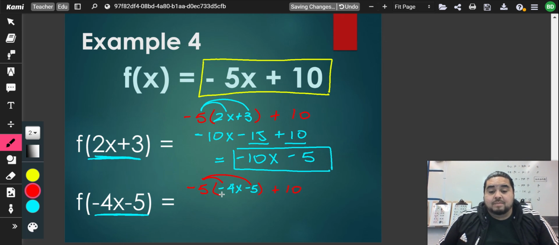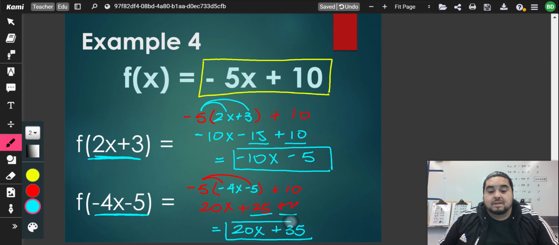So negative 5 times negative 4, the negatives cancel out. That gives us positive 20x. Okay. Negative 5 times negative 5 is going to cancel out again. That gives us positive 25. And then the positive 10 comes down. Okay. Now I combine my terms. 25 and the 10 can combine, so our final answer is 20x, and then 25 plus 10 gives us 35. And that's our final answer.